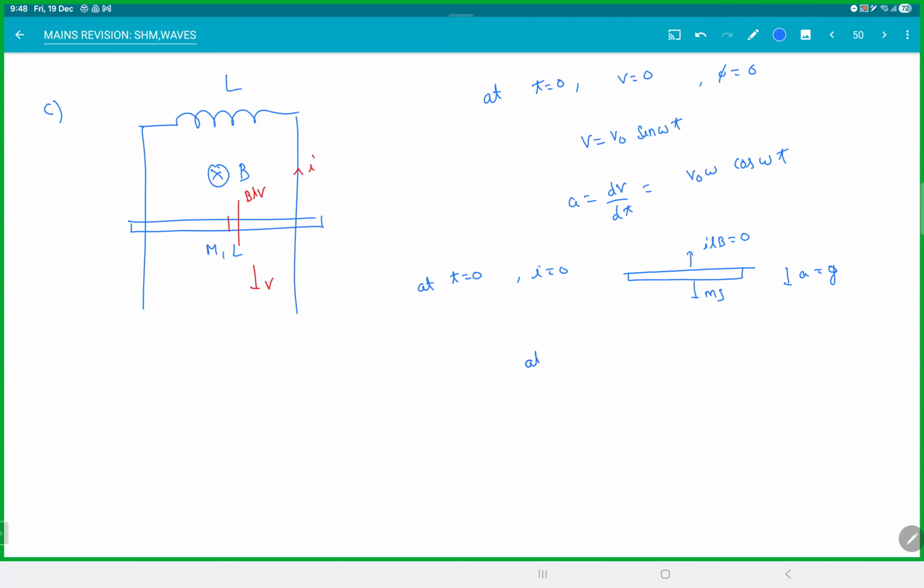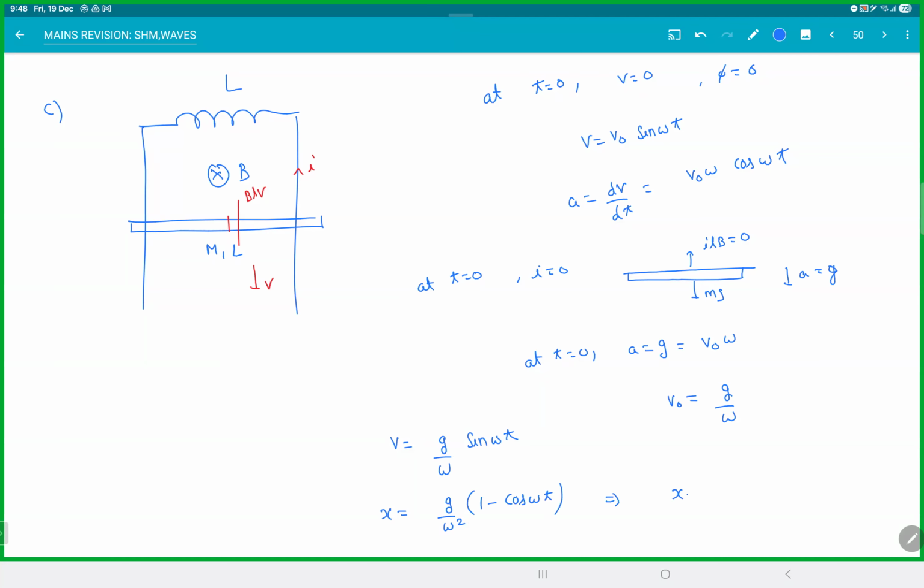So at t is equal to 0, acceleration is equal to g. That will be equal to v naught omega. Therefore, v naught is equal to g by omega. This is how you find that v naught. Now you're done. So v is equal to g by omega sine omega t. This is your velocity as a function of time t. Now integrate this again. dx by dt, x is equal to g by omega square. The integral of sine omega t will be cos omega t, with 0 to t limits. That would be 1 minus cos omega t. That's your position as a function of time t.